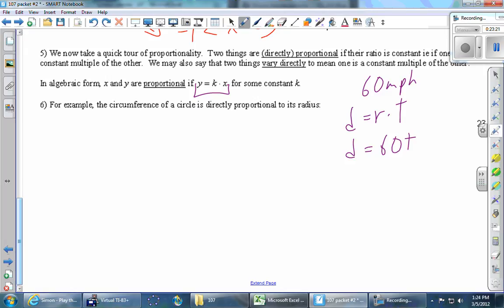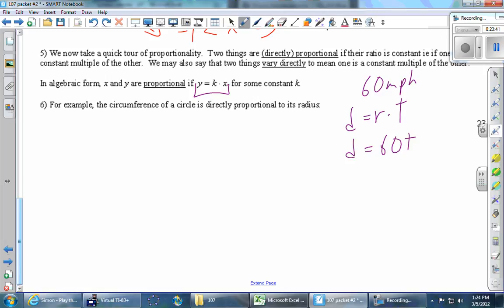So if you go for 5 hours, how far did you go? 300, right? If you go for 2 hours, 120. Your distance is always the same multiple times the time. That's an example of two things that vary directly. We'll look at 6, which is a geometrical thing.